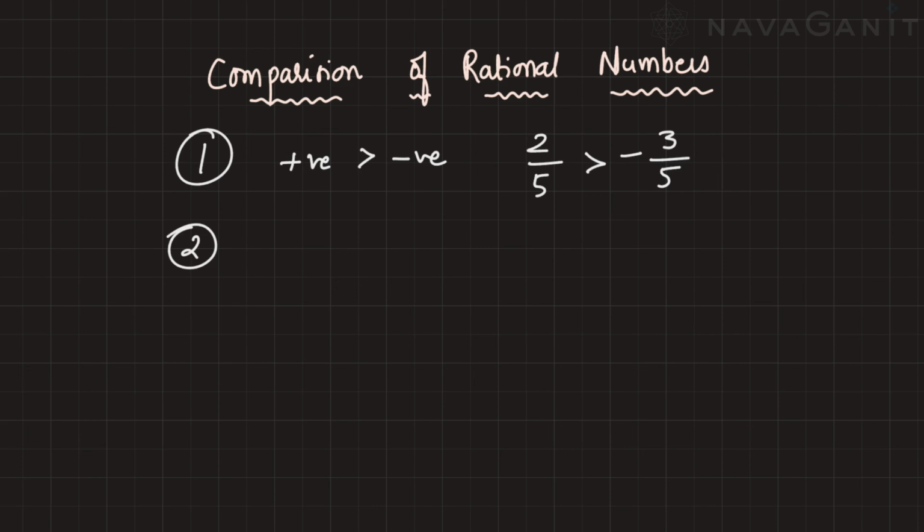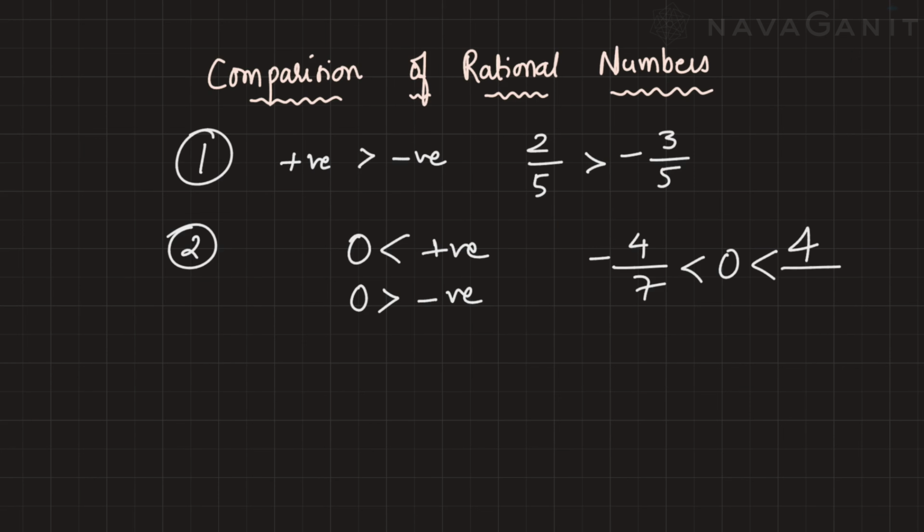Secondly, 0 is less than any positive rational number, but it is greater than any negative rational number. So for example, if say we have -4 upon 7, we know that this is lesser than 0, which is in turn lesser than say 4 by 7.